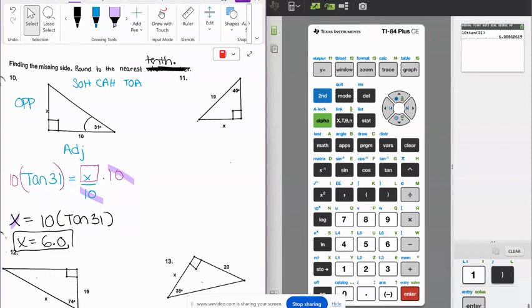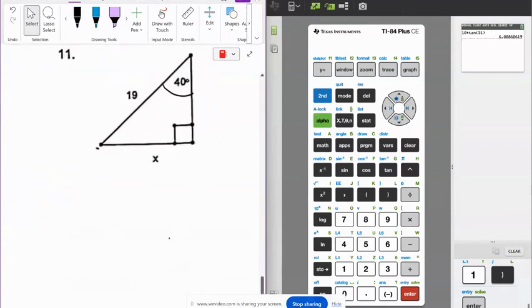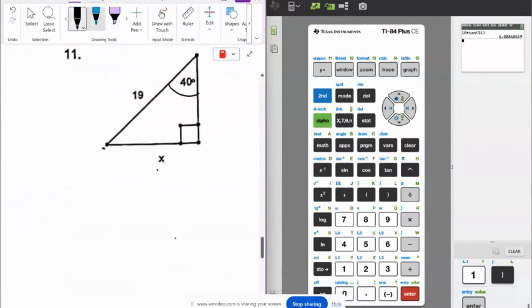All right, so what should we have done? Everything's in reference to the 40. I have x as the opposite and 19 as the hypotenuse. Which trig function did you choose? Sine, cosine, or tangent? Sine. So I can't write sine by itself, so it's sine what? 40. So sine 40 degrees is equal to the opposite, which is x, over the hypotenuse, which is 19.